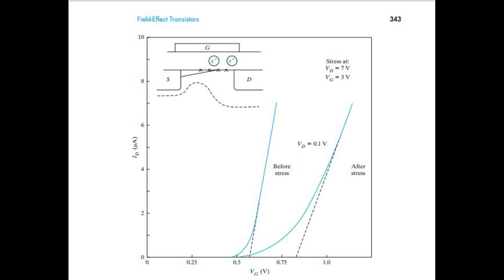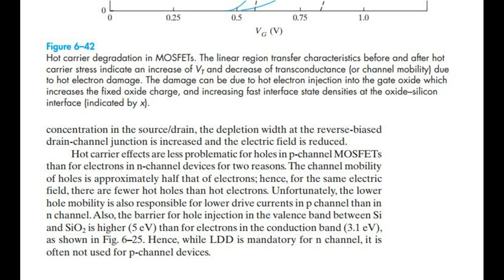As discussed in more detail in section 9.3.1, by reducing the doping concentration in the source/drain, the depletion width at the reverse biased drain channel junction is increased and the electric field is reduced. Hot carrier effects are less problematic for holes in p-channel MOSFETs than for electrons in n-channel devices for two reasons. The channel mobility of holes is approximately half that of electrons, hence, for the same electric field, there are fewer hot holes than hot electrons.